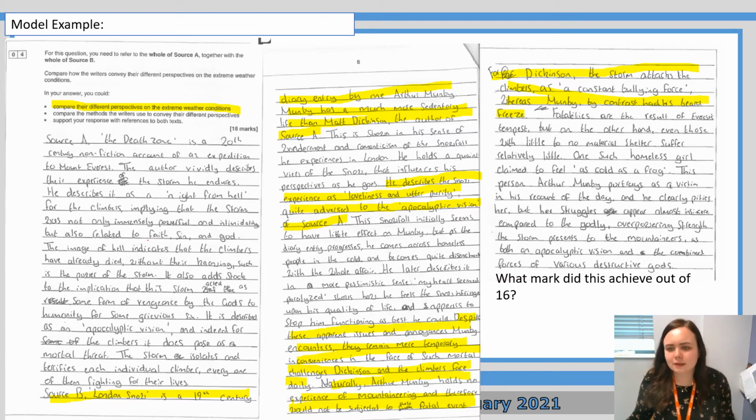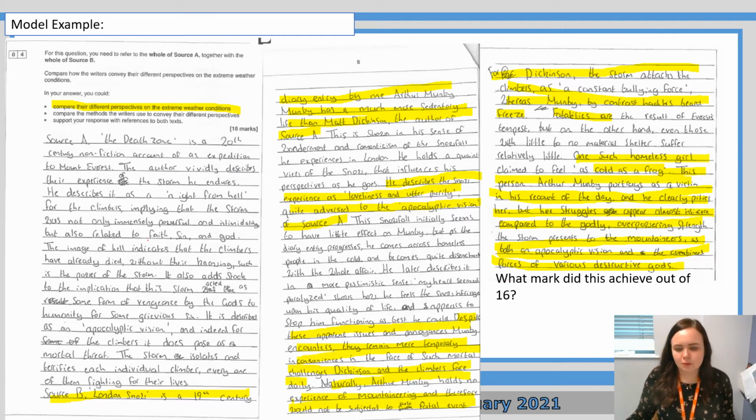And then, obviously, this bit here. So he's comparing fatalities, isn't he, to the homeless girl who was as cold as a frog. And then he kind of summarises it here by saying it's almost insensitive to compare the two because they're nothing alike. All right, so they've hit that first bullet point really well.